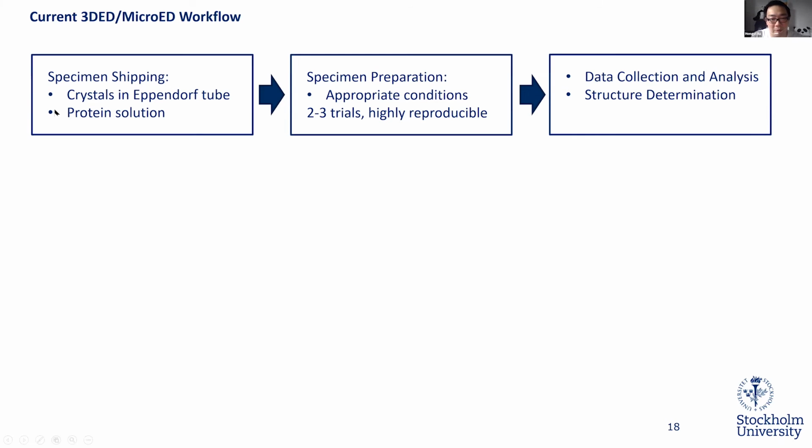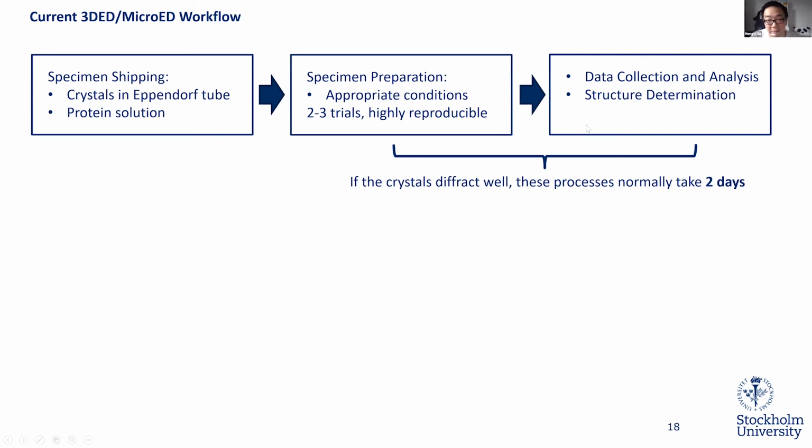And for specimen preparation, we have this pre-assist method, and now it takes about 2 to 3 trials to get a very nice grid. That's something I'm really proud of, and the reproducibility is really high. So this allows us to work in a very high throughput manner to screen different samples. And then we go on with data collection, analysis and structure determination. If the crystal diffracts really well, this process takes only 2 days. This has happened for many inorganic samples and small organic molecule samples, and also for 2 protein crystal samples up to now.